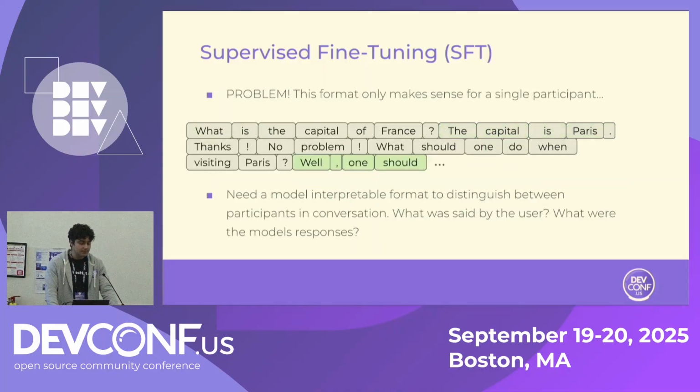So we've got a problem. That format doesn't really make sense outside of a single participant. All we've taught our model is to learn to form sentences, to copy documents. It doesn't have any way to actually track who's saying what. And so we need a model interpretable format to distinguish between participants in a conversation. We need to be able to understand what was given as an input by a user and what's an output that the model is actually responsible for generating. We need to know what to learn and what's given.